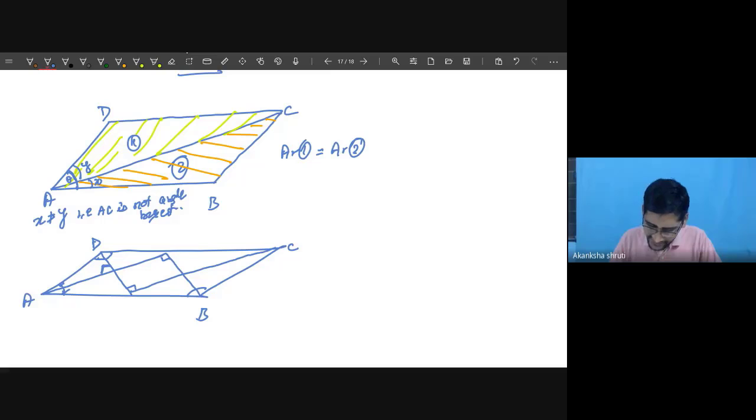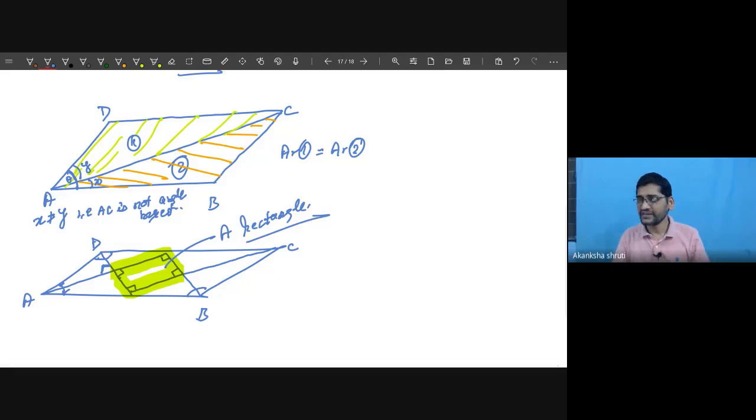This way, considering these angle bisectors, we can get a rectangle. So a rectangle is obtained by the angle bisectors of a parallelogram. Get it? So this way a rectangle is formed. A rectangle. Get it? It's so simple. So this thing you have to keep in mind. What is formed? How can we prove it?